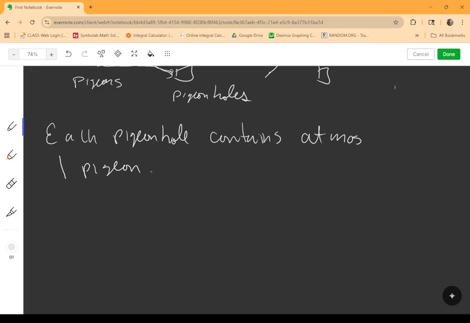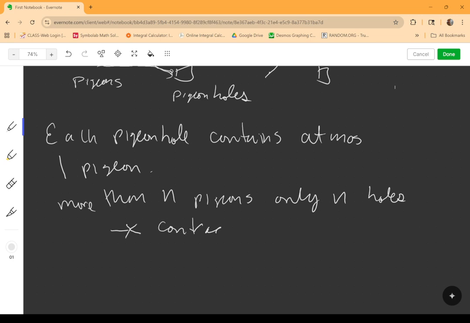Because we have more than n pigeons and only n holes. So there's just not enough holes for my more than n pigeons. So right away we have arrived at a contradiction. So the pigeonhole principle is true. It must be a true statement, right?